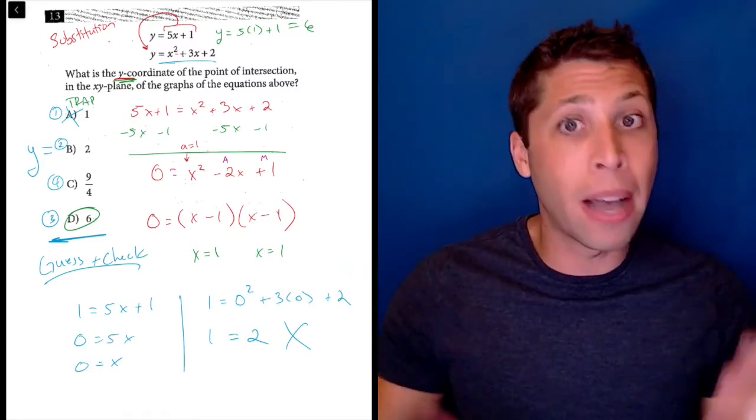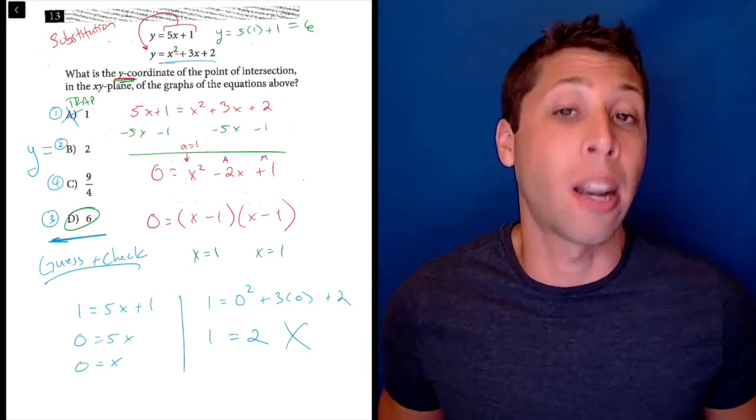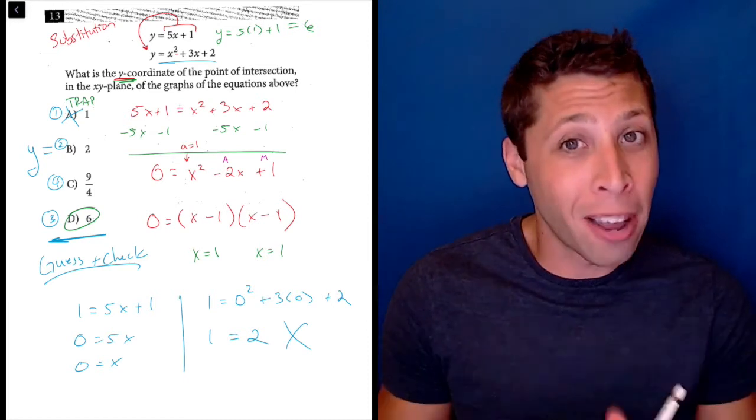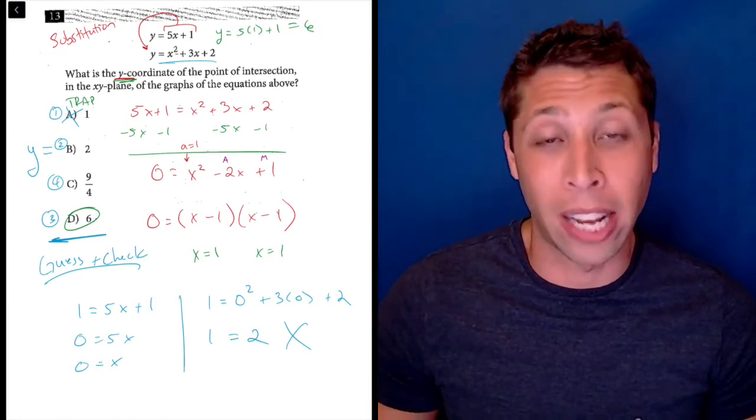It's a lot to think about. Guessing and checking is usually much easier when we have lines, but we can do it on a lot of point of intersection questions. So it's always in your back pocket if you're not feeling good about the algebra. So in that way, there really isn't an excuse for getting something like this wrong.